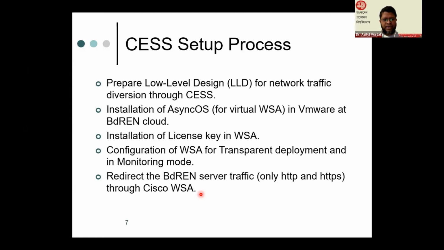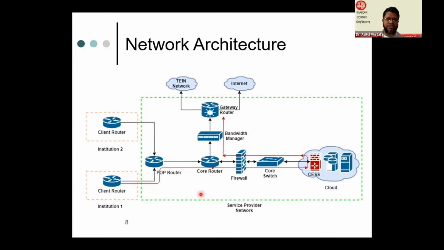We configured it in a transparent deployment mode so that the traffic can pass through without any issue. Initially, for our testing, we only redirected the BdREN server traffic, the HTTP and HTTPS traffic, through this system. We didn't redirect all the traffic because of the limitation of the hardware. BdREN has over 70 education institutes connected, and the bandwidth is several gigabits. So it was a problem for us initially.